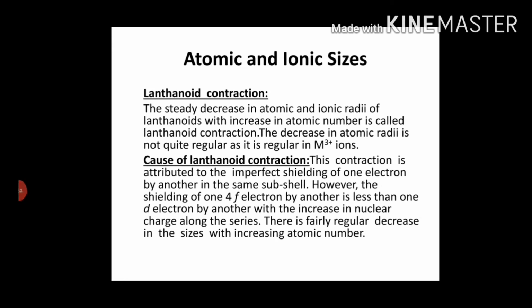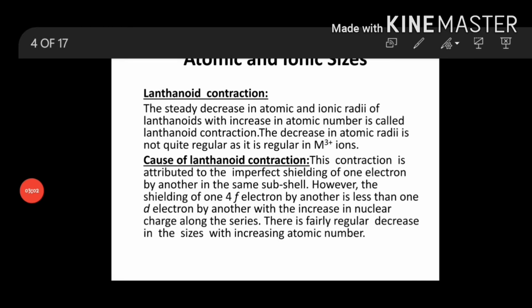Now we will discuss some properties of lanthanoids. First we will discuss atomic and ionic sizes. The atomic radii and ionic radii of tripositive lanthanoid ions show a steady and gradual decrease with the increase in atomic number. This is called lanthanide contraction.